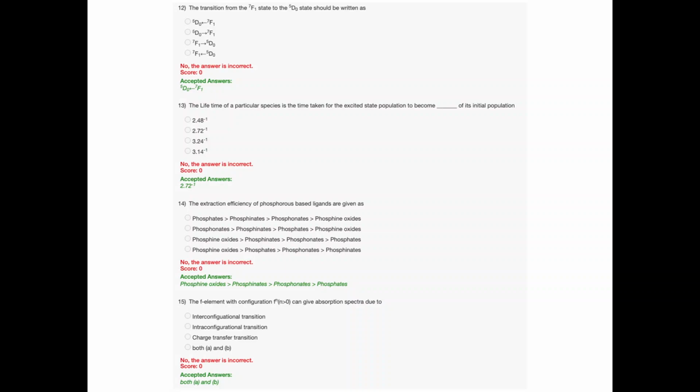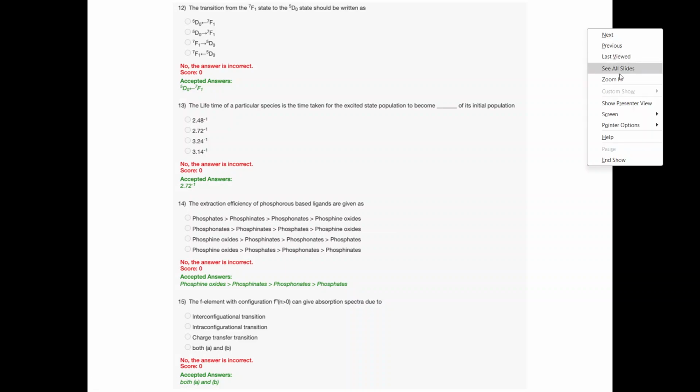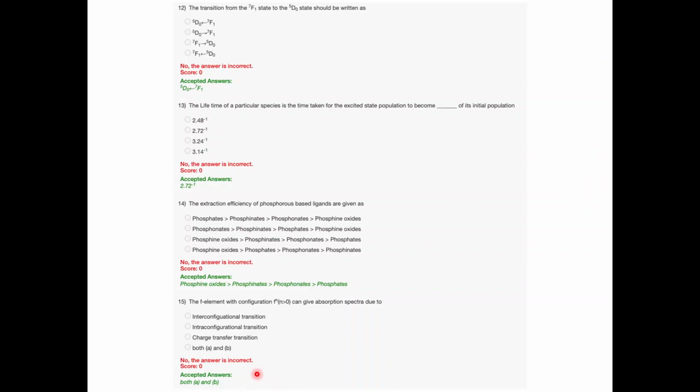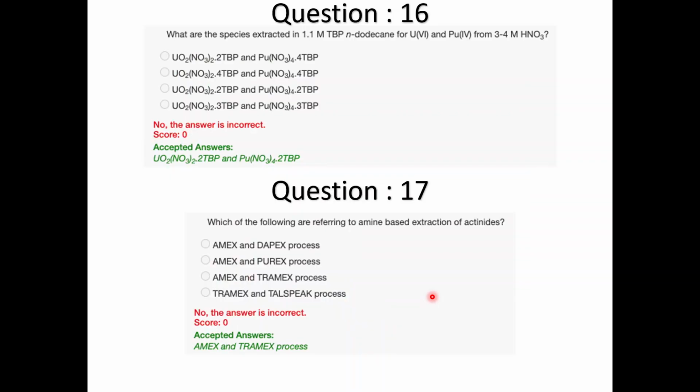The extraction efficiency of phosphorus based ligands are given as, first one is phosphine oxides, then phosphinates, then phosphonates, and then phosphates. The f element with configuration 4fn, n greater than 0, can give absorption spectra due to both A and B, interconfigurational transition and intraconfigurational transition. What are the species extracted in 1.1 molar TBP and dodecane for U6+ and Pu4+ from 3 to 4 molar HNO3? It is UO2(NO3)2·2TBP and Pu(NO3)4·2TBP.